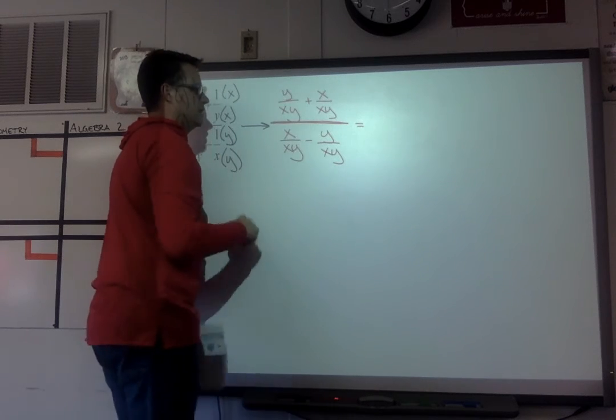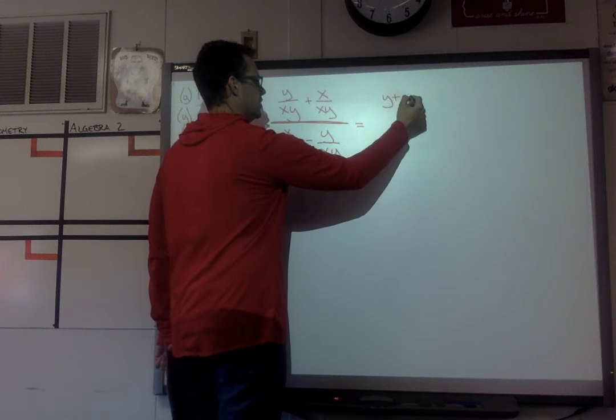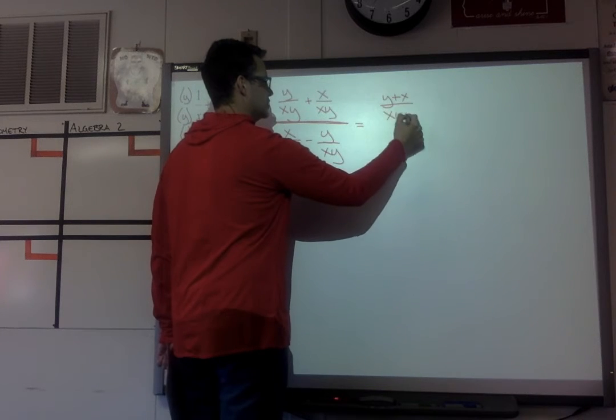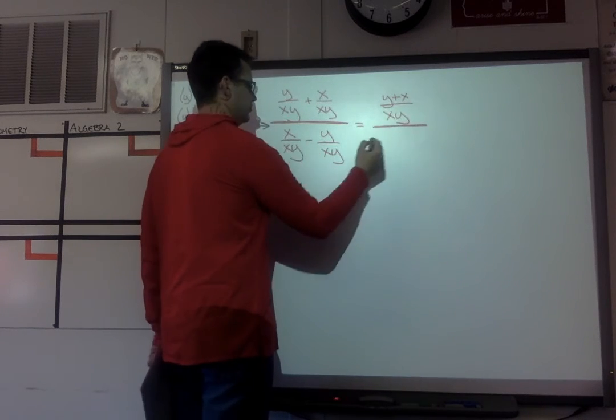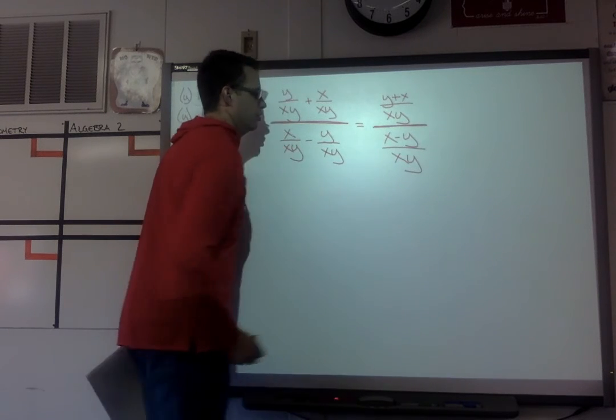which then I can combine the numerator and denominator each into one term. So I'll have the numerator, which is y plus x over xy, and my denominator, which is x minus y over xy.